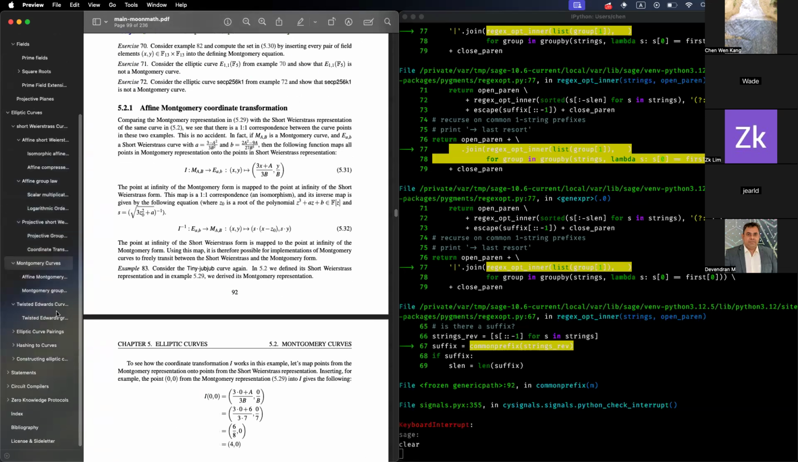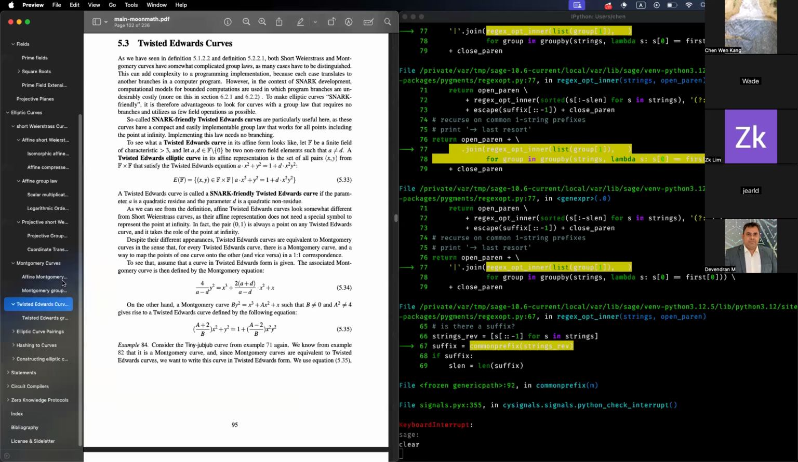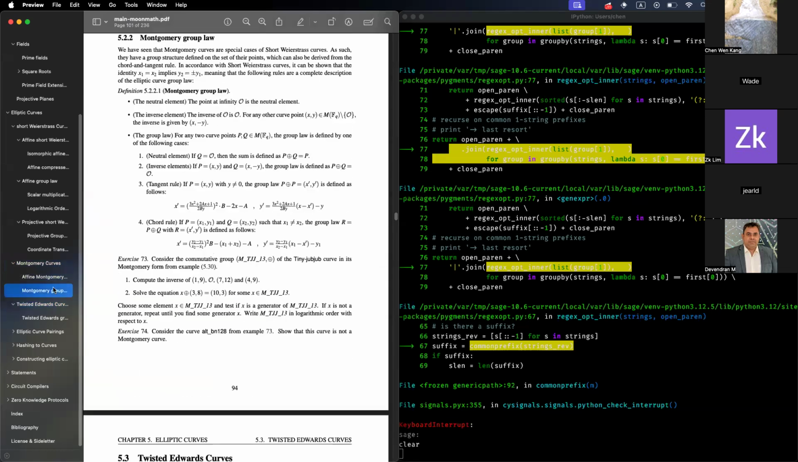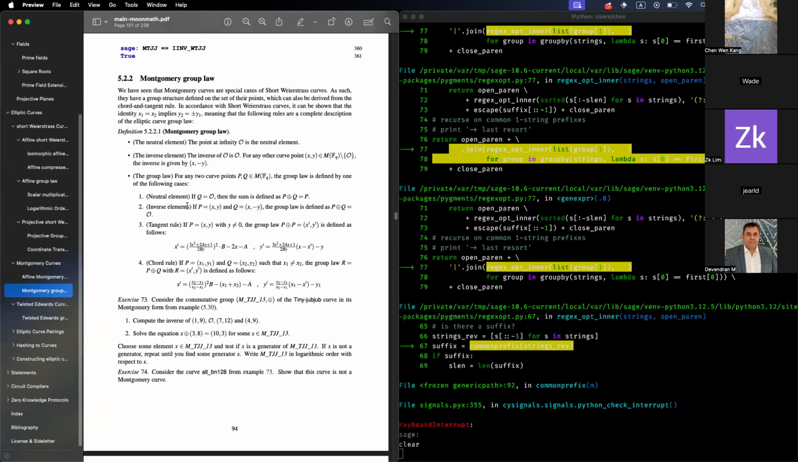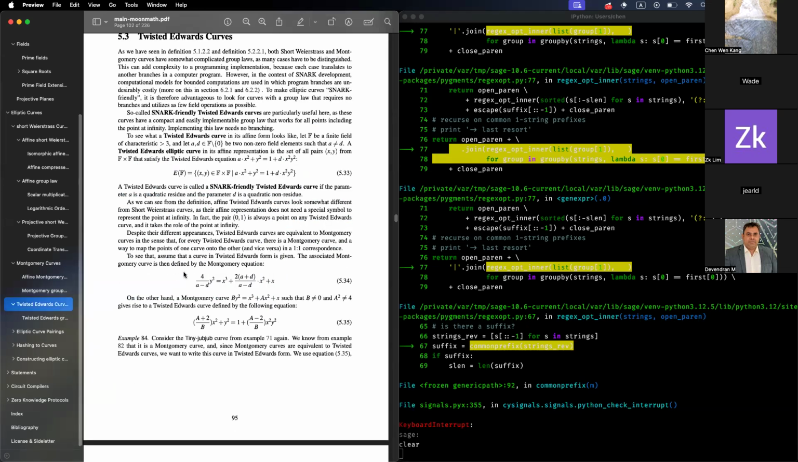And I'm just going to jump to twisted Edwards curves. Even in Montgomery curves, there is this problem that we still need to do the group law, and in the group law there are branches, right? You have to define, so look at this, we have to handle the neutral element, the inverse element, the group law. You need to handle it for each of these. They are all if statements essentially. That's where twisted Edwards curves come in, right?